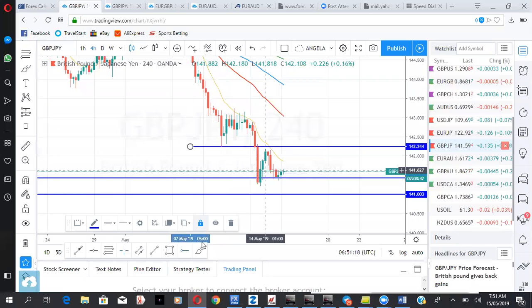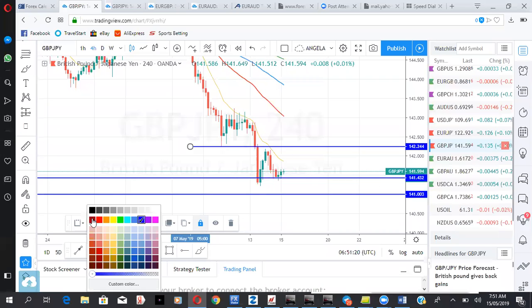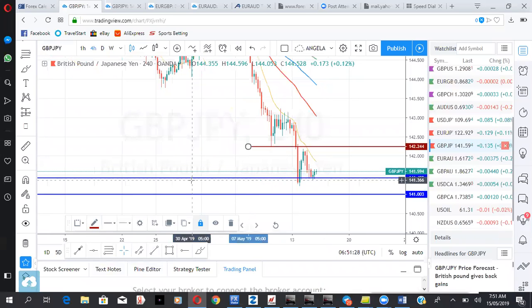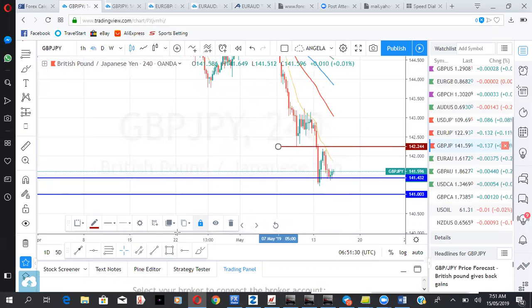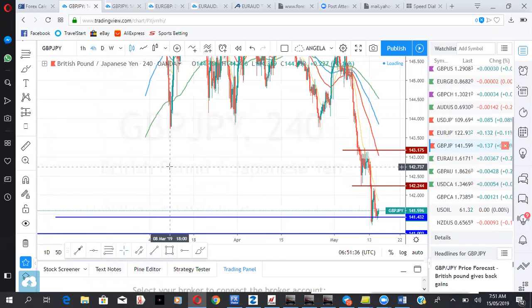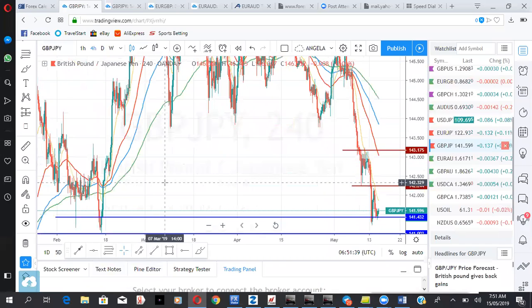Okay, let me use this level as a first level of resistance. I would have loved to use this point, but there's a range candle here on the 4 hour. So let me use the open price. And the next level of resistance seems to be around here. Let me be sure I don't have any other level to my left.